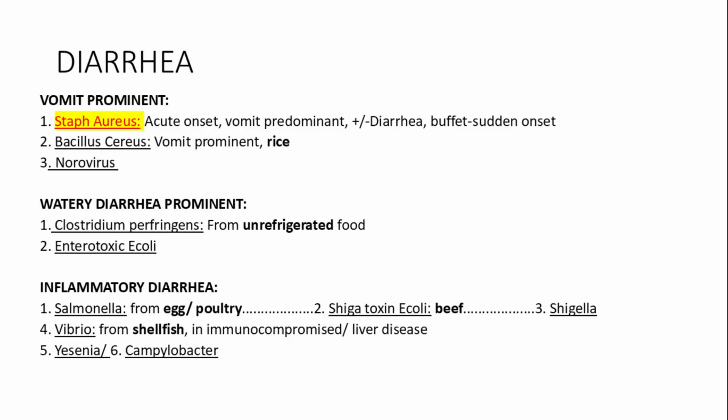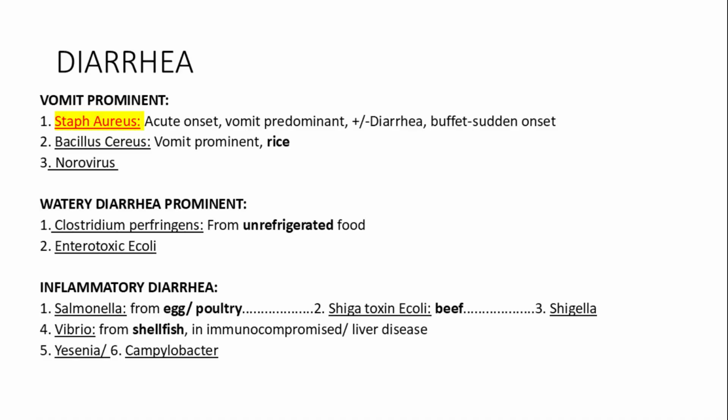Next type of diarrhea is inflammatory diarrhea. These organisms invade the intestinal mucosa or produce toxins, resulting in bloody diarrhea, fever, and abdominal pain. 1. Salmonella, acquired from eggs or poultry. 2. Shiga toxin-producing E. coli, STEC, especially from undercooked beef, can lead to HUS. 3. Shigella. 4. Vibrio, associated with raw shellfish, especially in those with liver disease or immunocompromise.